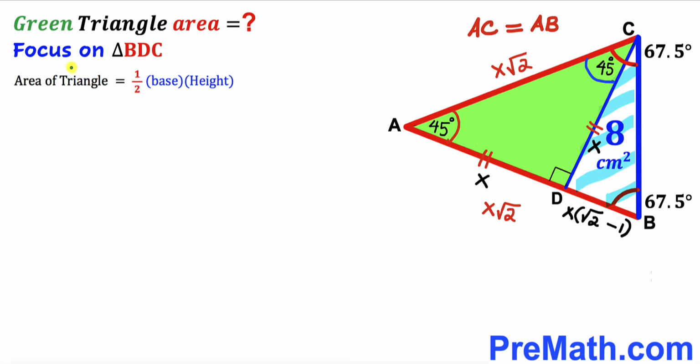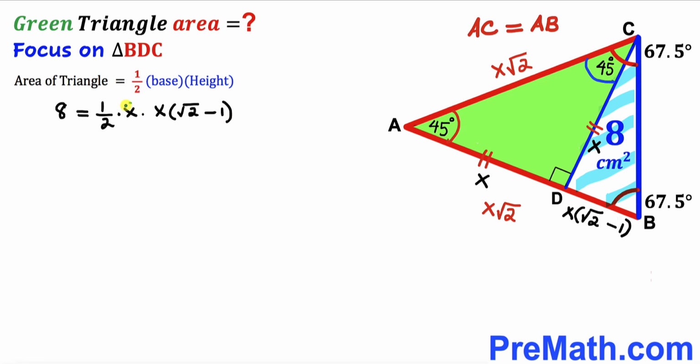And now let's recall the area of a triangle formula. Area is always equal to a half times base times the height of the triangle. And we know the area of this triangle is 8. I'm going to substitute that: 8 equals a half times x times the other side length, which is x times square root of 2 minus 1.